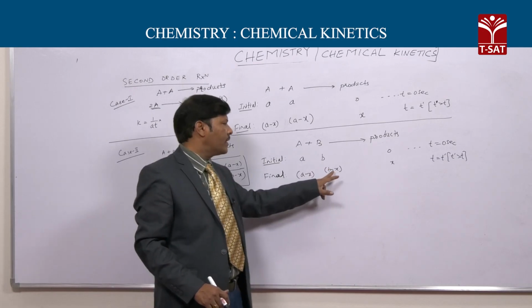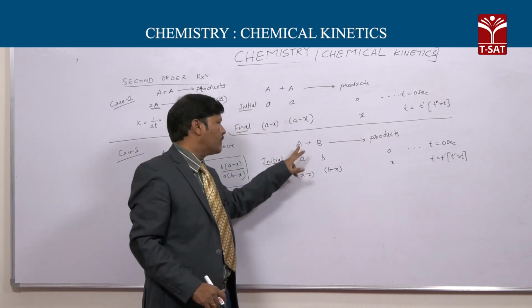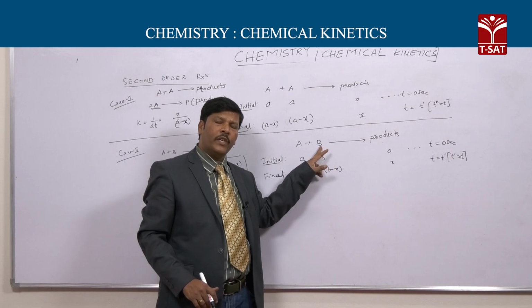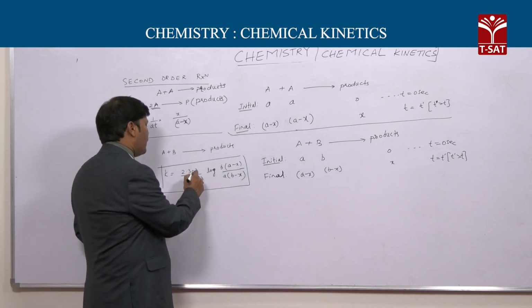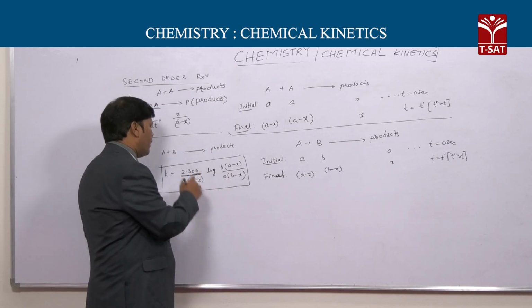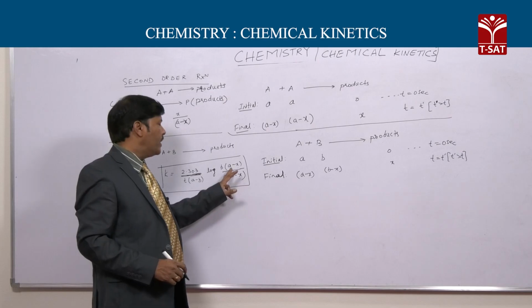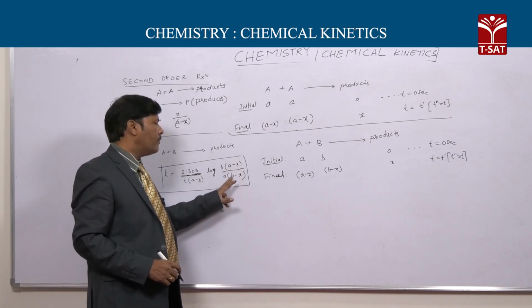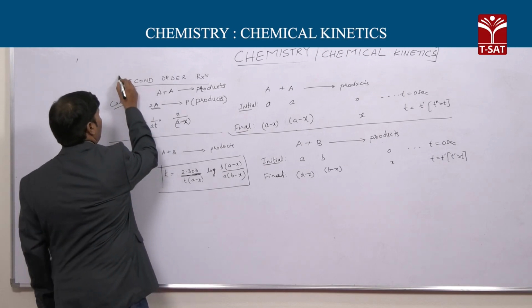So taking A minus X and B minus X as the remaining concentrations in the final stage for the second order reaction of two different reactants A and B, we got this expression: K is equal to 2.303 divided by T into A minus B, into log of B of A minus X, with A of B minus X in the denominator. This is the second order reaction.